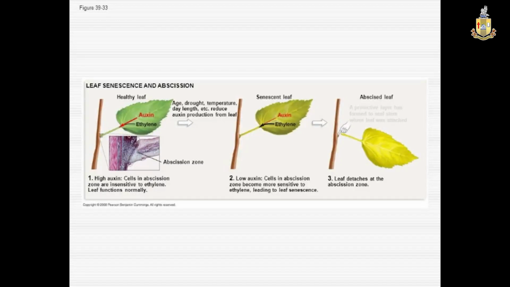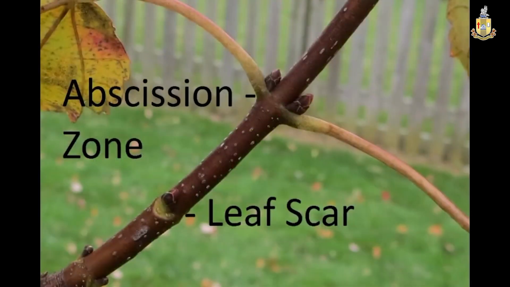When the plant is then exposed to ethylene, gene expression of cell wall degrading enzymes such as cellulase and polygalacturonase is activated. So ultimately, it ends with the abscission of leaves and the formation of a scar which prevents the entry of pathogens. So this is the mechanism behind abscission.